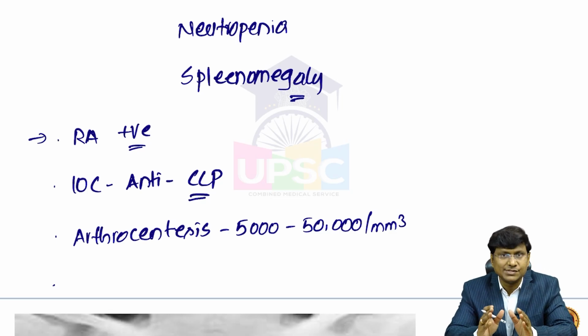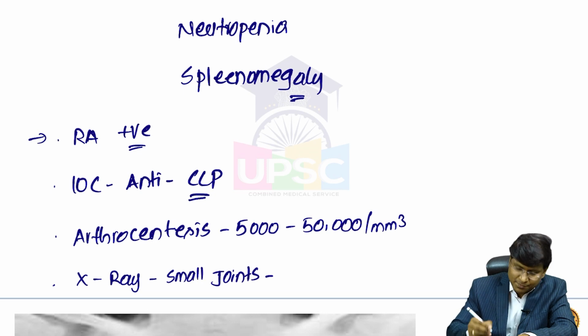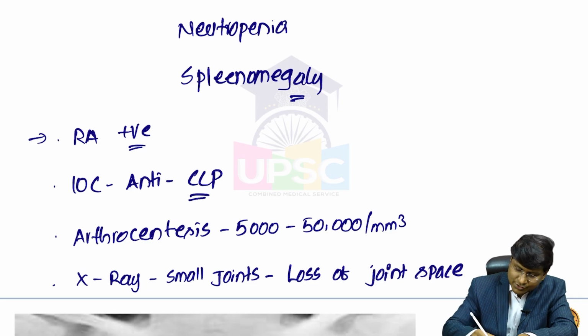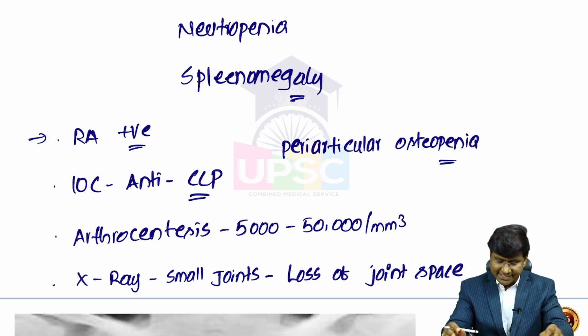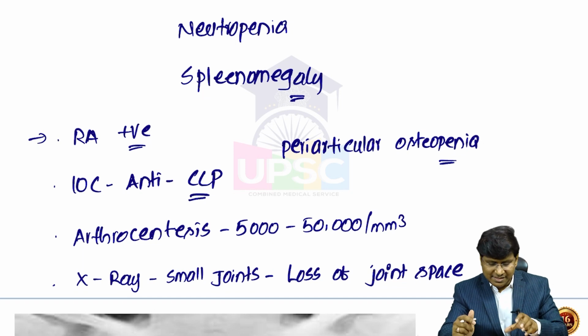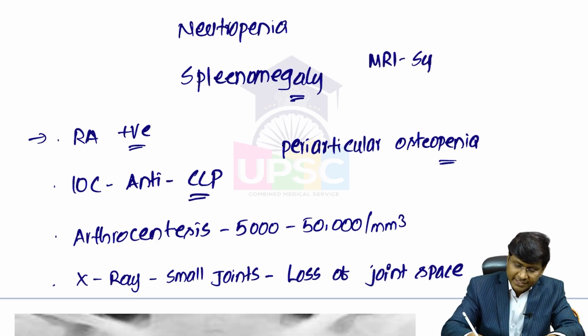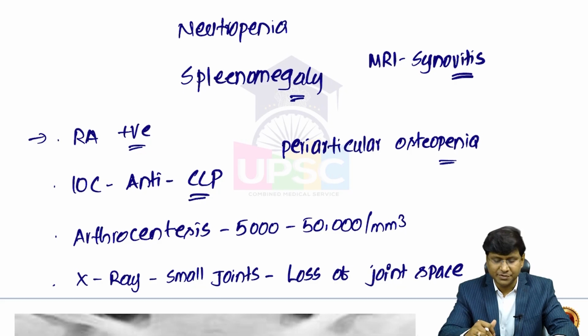The next important is about the X-ray. When you do an X-ray of the small joints, you will notice that there is loss of the joint space, and there is also periarticular osteopenia. That is what you will observe in the X-ray of the joints. So this is about the workup in patients with rheumatoid arthritis. And an MRI of the joints will show you that there is presence of synovitis. So that is about the workup in patients with rheumatoid arthritis.